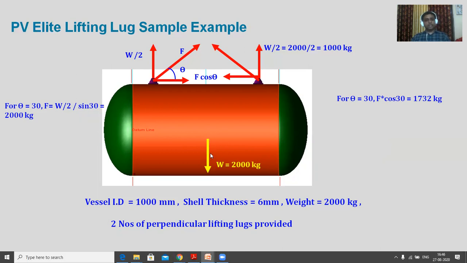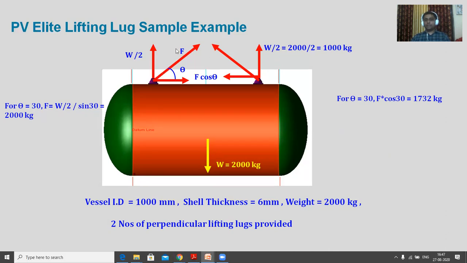As we know, under equilibrium of forces, the vertical reactions will be balanced. So one force will be in the downward direction. One will be in the upward direction on this side, another will be in the upward direction on this side, and that will be half of this because it is equidistant from this. So the vertical reaction will be how much? W by 2, that is half of this. And here also it will be W by 2, which is 2000 by 2, so it will be 1000 kg. So 1000 kg is the vertical reaction, and from that we have to calculate the horizontal reaction F.